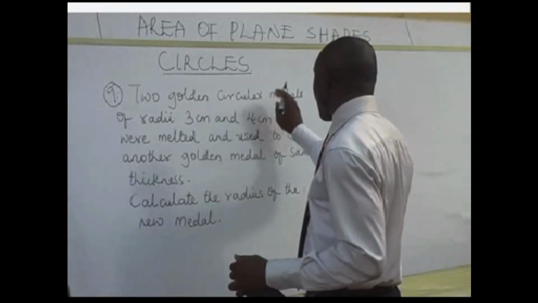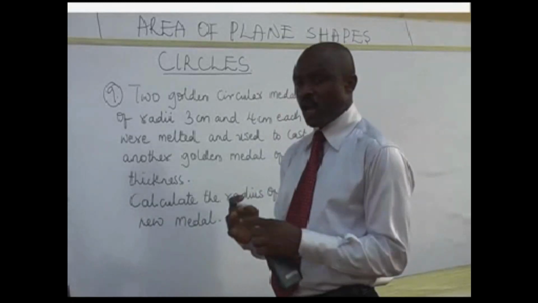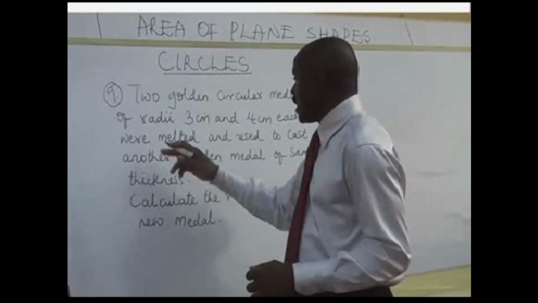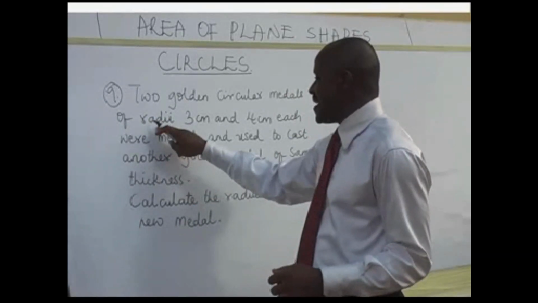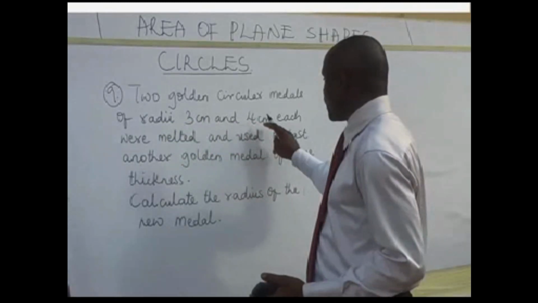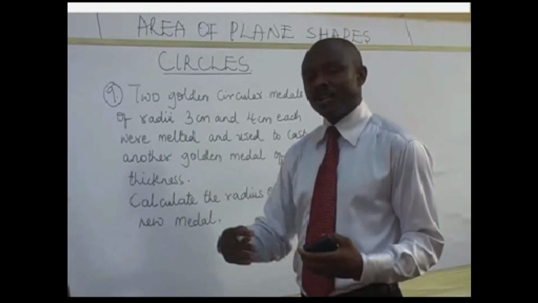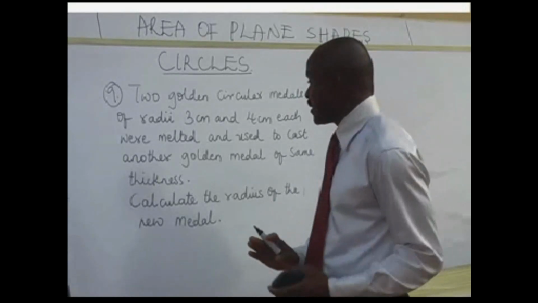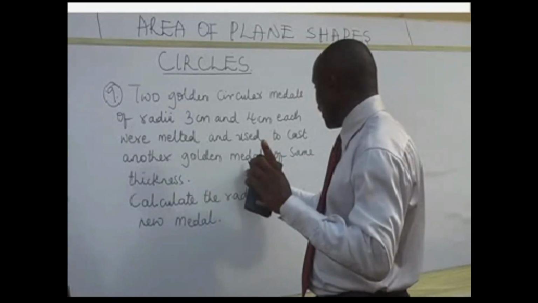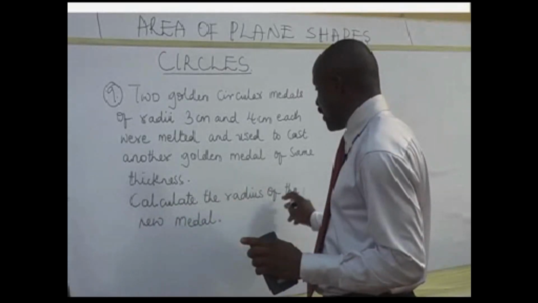2 golden circular medals, the one they won maybe at the end of every African Cup of Nations, or maybe even the World Cup, of radii 3 cm and 4 cm each. Radii is the plural of radius. They are melted. Yes, you can melt and remold gold. That one is certain. They are melted and used to cast another golden medal of the same thickness. So we are asked to calculate the radius of the new medal.